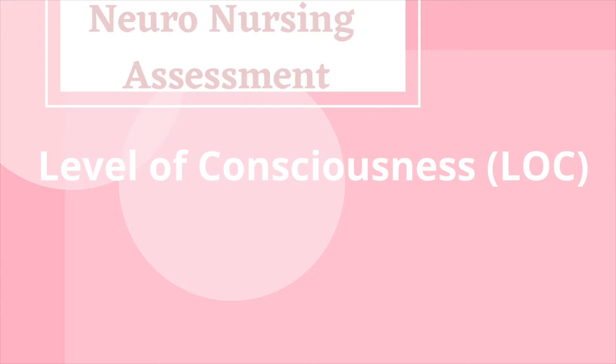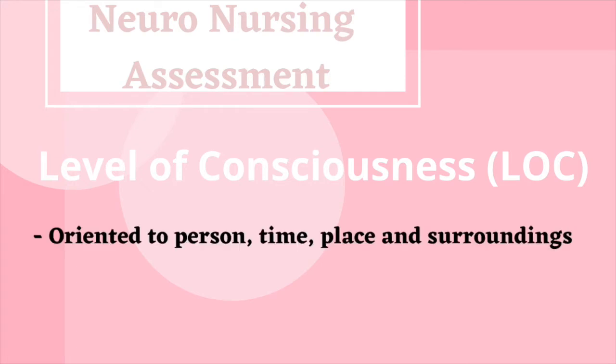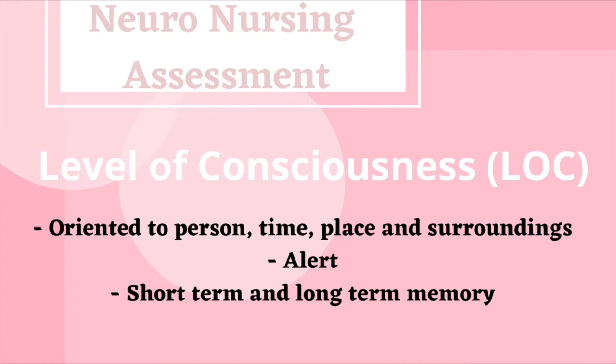So, how do we assess the level of consciousness of our patient? Of course, we need to know if the patient is oriented to person, time, place, and surroundings. But first, we need to know if the patient is alert. That's the time that we check if the patient is oriented to person, time, place, and surroundings. And lastly, we need to check the short-term and long-term memory of our patient.